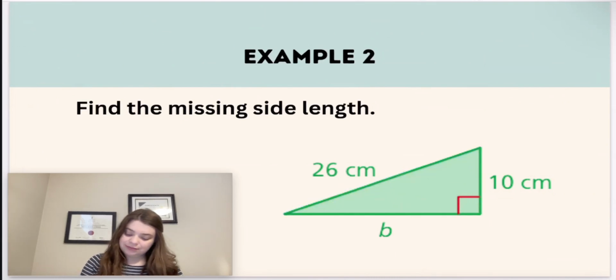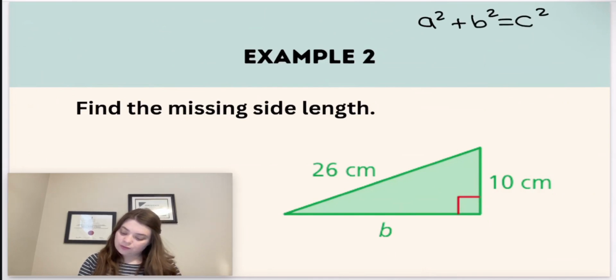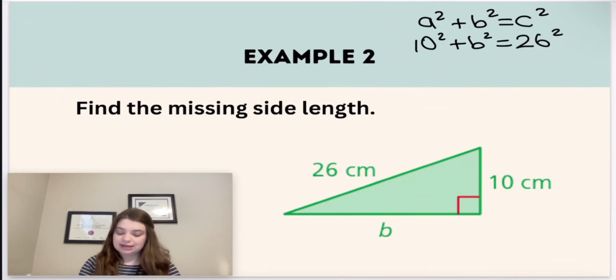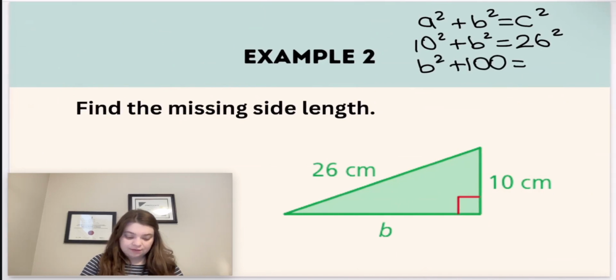So once again, a squared plus b squared is equal to c squared. So that means that 10 squared plus b squared is equal to c squared, or 26 squared. 10 squared is 10 times 10, so that's 100. And 26 squared is 26 times 26. And if we put that in our calculator, we get that that is 676.